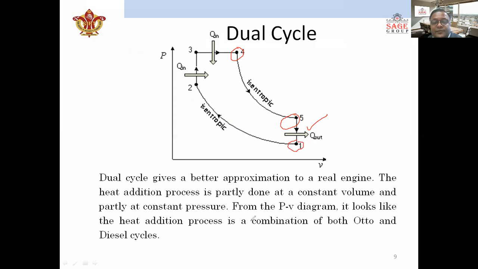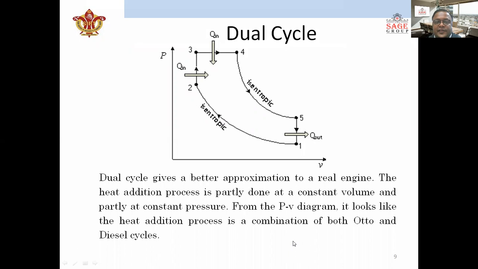So the dual cycle gives a better approximation to a real engine. The heat addition process is partially done, as already discussed, at constant volume and constant pressure. From the PV diagram, it looks like the heat addition process is a combination of both the auto and the diesel cycle. So this is the main difference between the diesel cycle, the auto cycle and the dual cycle, where the combination of both takes place.